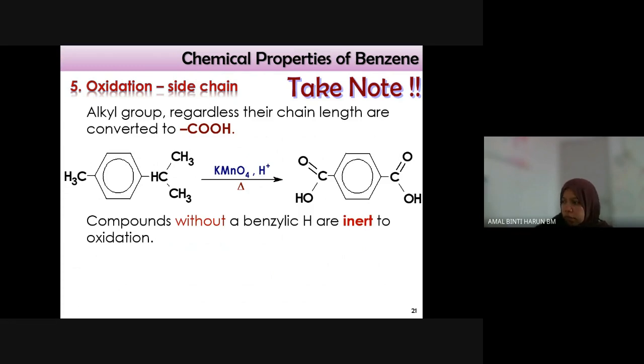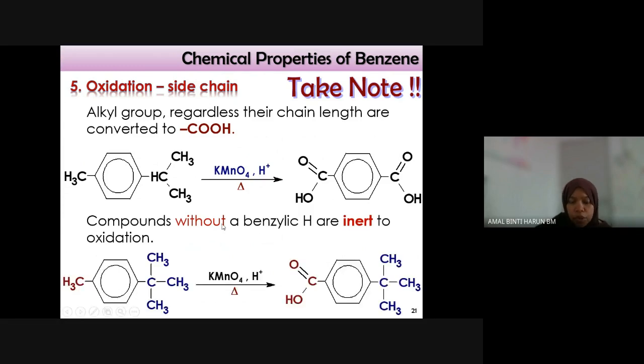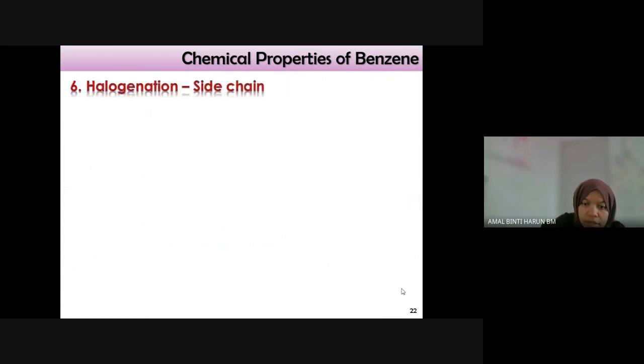Contohnya, okey, contohnya struktur ini. Methyl benzene, okey, kat sini belah kiri ni CH3 yang merah ni ada hidrogen. So dia boleh oxidize. Okey. So since dia boleh oxidize, dia jadi COOH. The other one is the isopropyl benzene. There's no benzylic hydrogen. Okay, look at this carbon. Carbon that bonded to the benzene ring. So this benzylic carbon has no benzylic hydrogen. So this area cannot be oxidized. So they remain as isopropyl benzene tu.